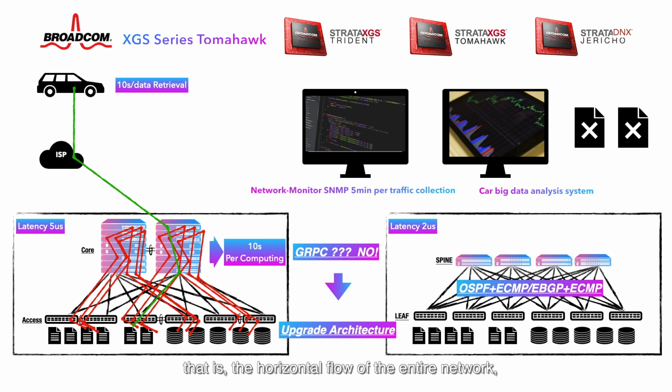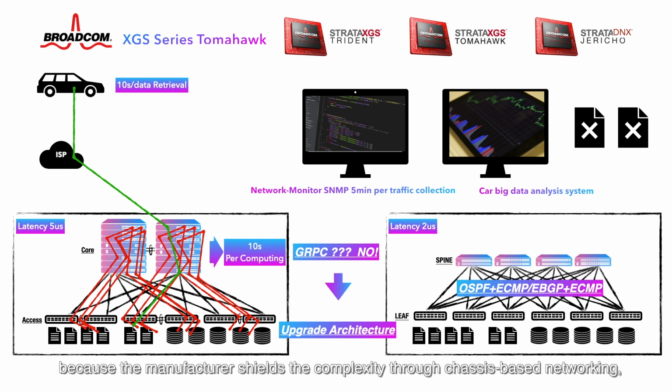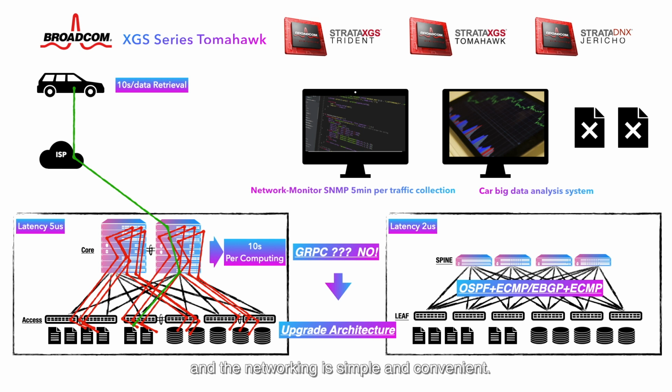That is, in the horizontal flow of the entire network, the processing delay of each flow can be saved by 3 microseconds. The delay of the entire network is reduced by 60%, so that the chassis type devices have no advantages. If it is traditional batch or transaction traffic, where the traditional core and access network is held, it is more suitable for chassis-based networking because the manufacturer shields the complexity through chassis-based networking, and the networking is simple and convenient.